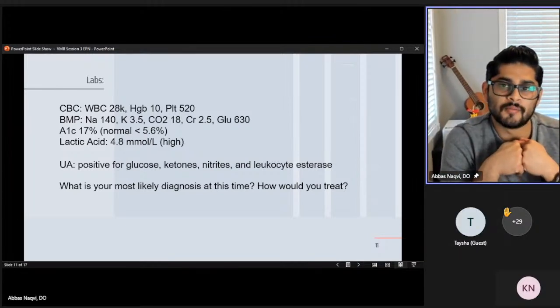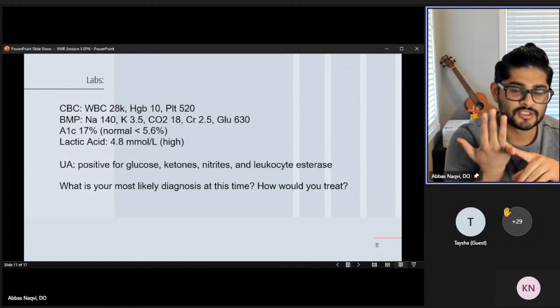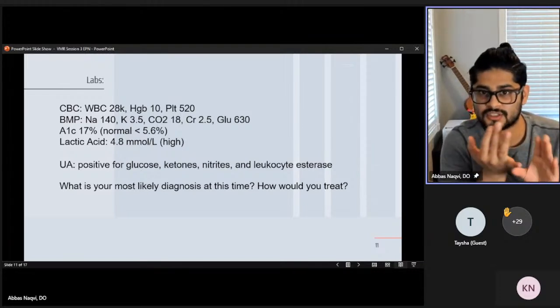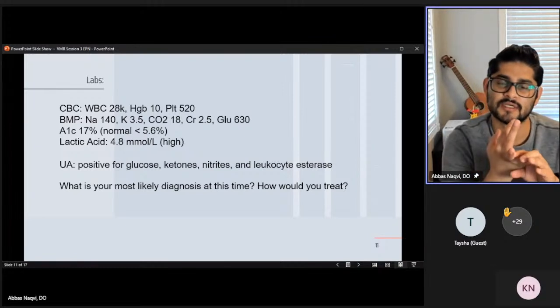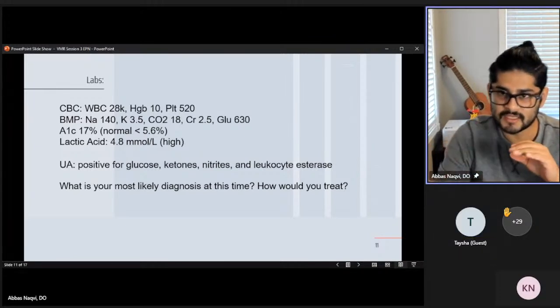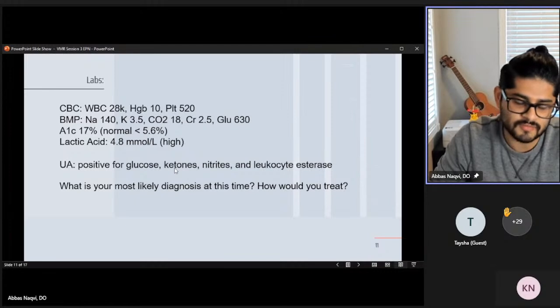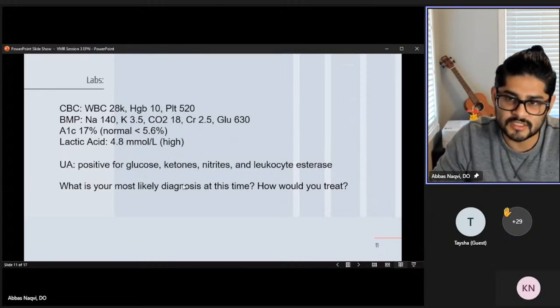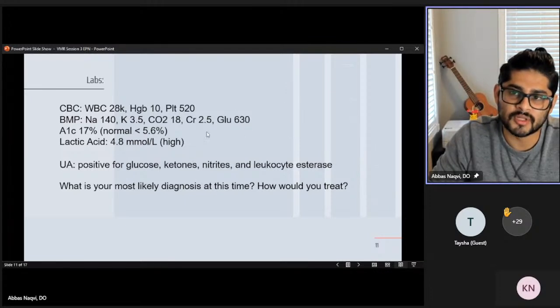So it looks like here she's not really perfusing her tissues very well. She has lactic acidosis because she has acid here. There's another component of this where she might have ketoacidosis because she has ketones in her urine and her blood sugar is so high.